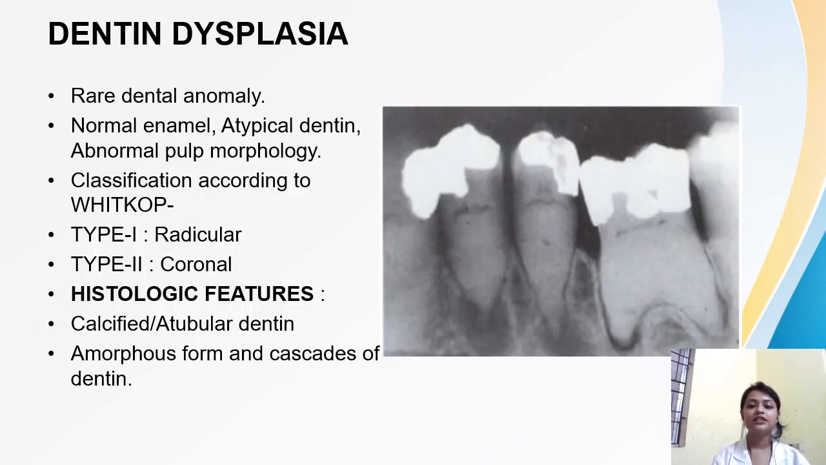Now what is dentin dysplasia? It's a rare dental anomaly: normal enamel, atypical dentin, abnormal pulp morphology. Now classification according to Shields is type 1 radicular and type 2 coronal. Histological features, if you are finding, are calcified or tubular dentin, amorphous form and cascades of dentin.